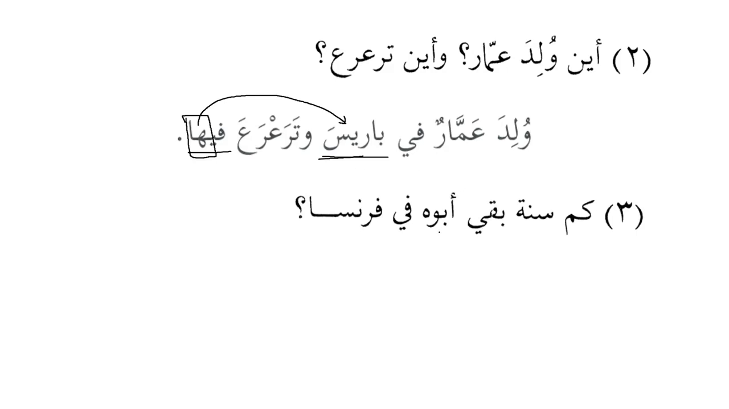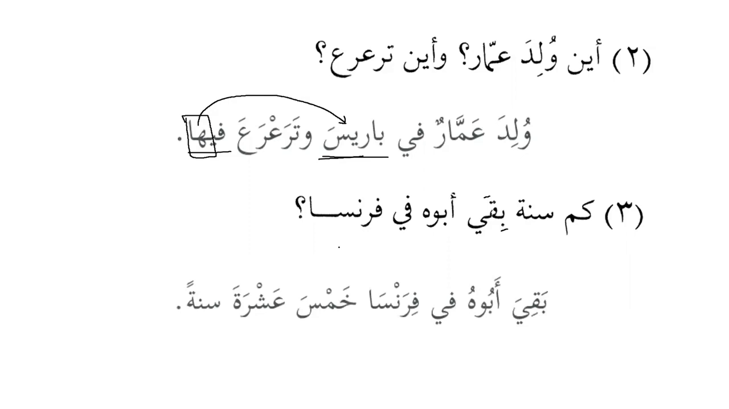Kam sanatin baqiya abuhu fi Fransa. How many years did his father stay in France? Khamsa ashrata sanatan. Excellent. Yeah, 15. Baqiya abuhu fi Fransa. His father stayed khamsa ashrata sanatan, 15 years. And we know that the numbers from 11 to 19, except for 12, are mabniyun al-fatha, and the ending does not change. It is always mansub. And after that, the madud, or the one that is being counted, is always singular. Okay.